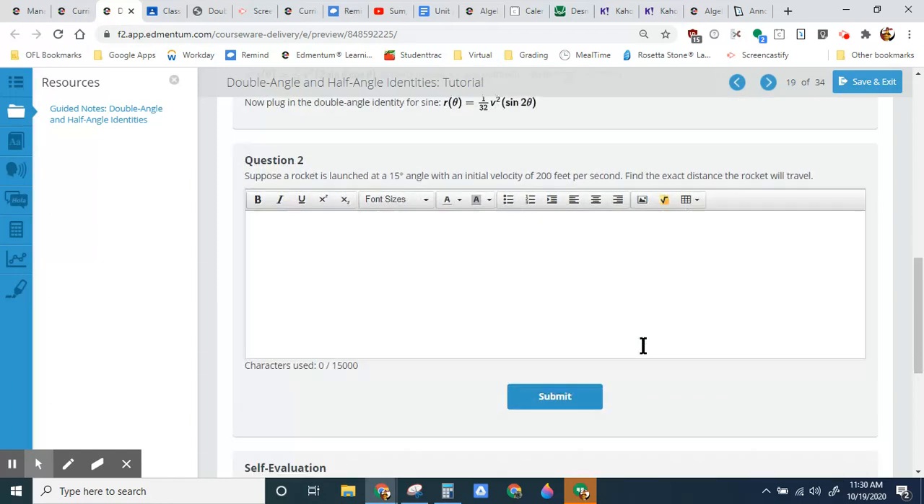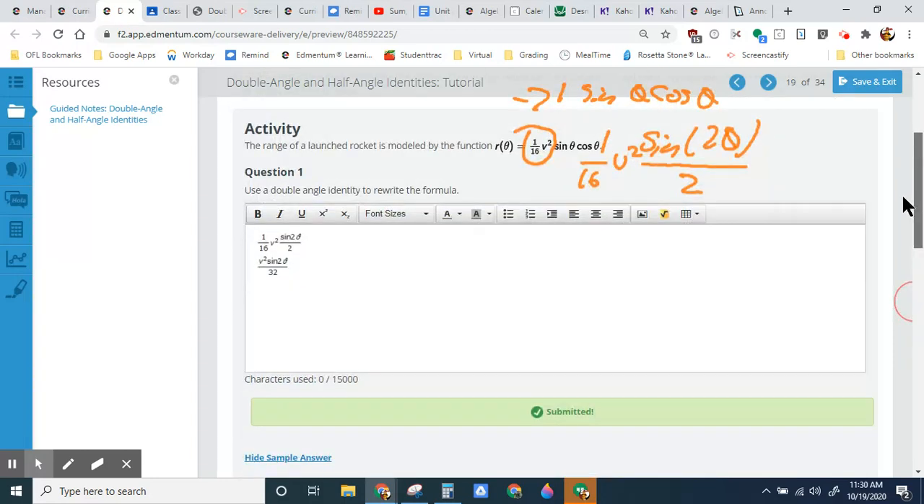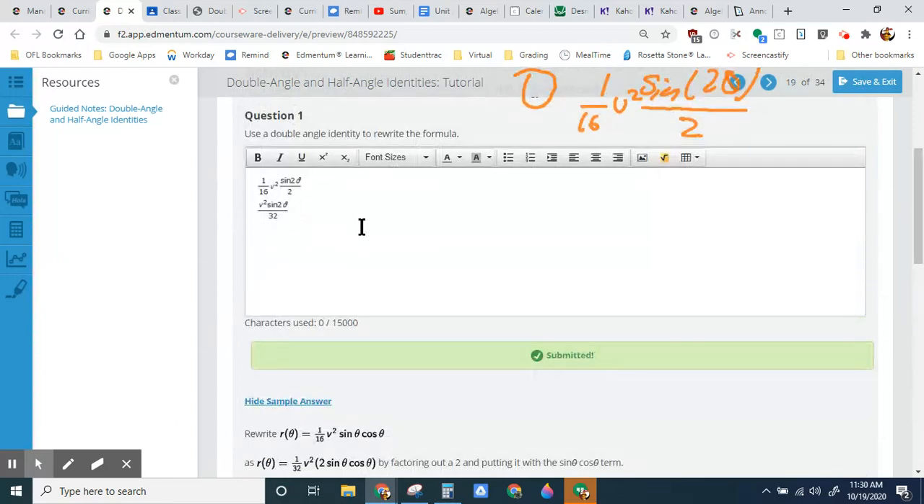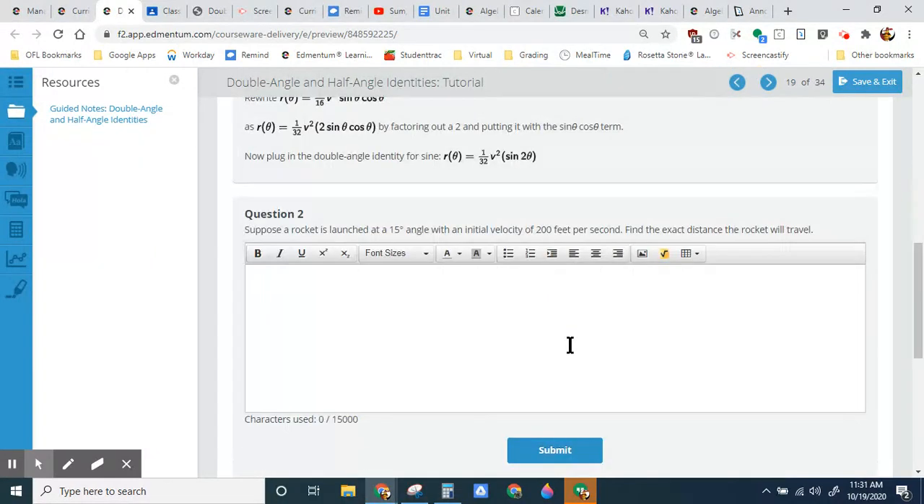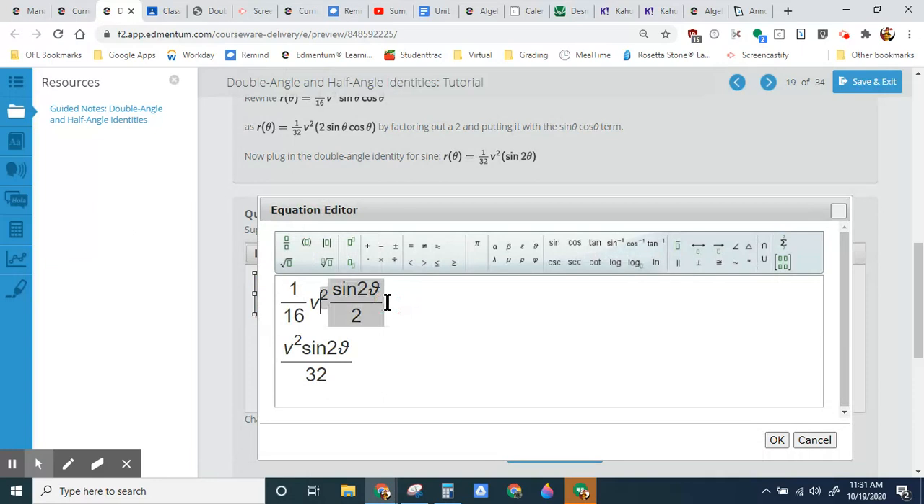All right. So now, suppose the rocket was at 15 degrees from the initial height and the velocity was this. So V is our velocity. What we're going to do here is plug in our V, so use our formula that we just got. Me being lazy, I'm going to copy this, paste it here, and edit this formula. I don't need the part where I derived how I got it.